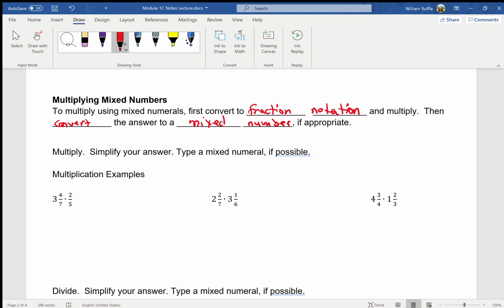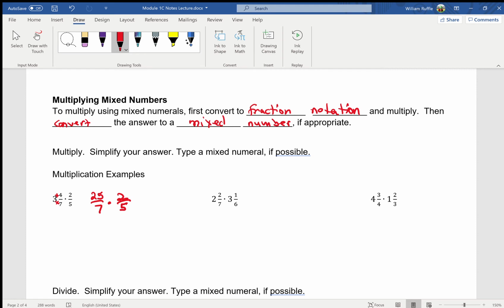Okay, well, not 4, 3 4/7 times 2/5. So we gotta change this mixed number. So I gotta do 7 times 3 plus 4. 7 times 3 is 21. 21 plus 4 is 25. So it's 25/7 times 2/5.